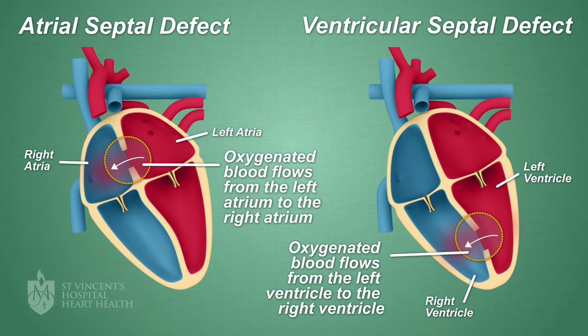Although most VSDs close on their own, larger ones that stay open can cause arrhythmias, endocarditis, or heart failure and require repair. Some of them can require open heart surgeries, while others can be repaired under fluoroscopy or transcatheter procedures by placing a patch over the defect.